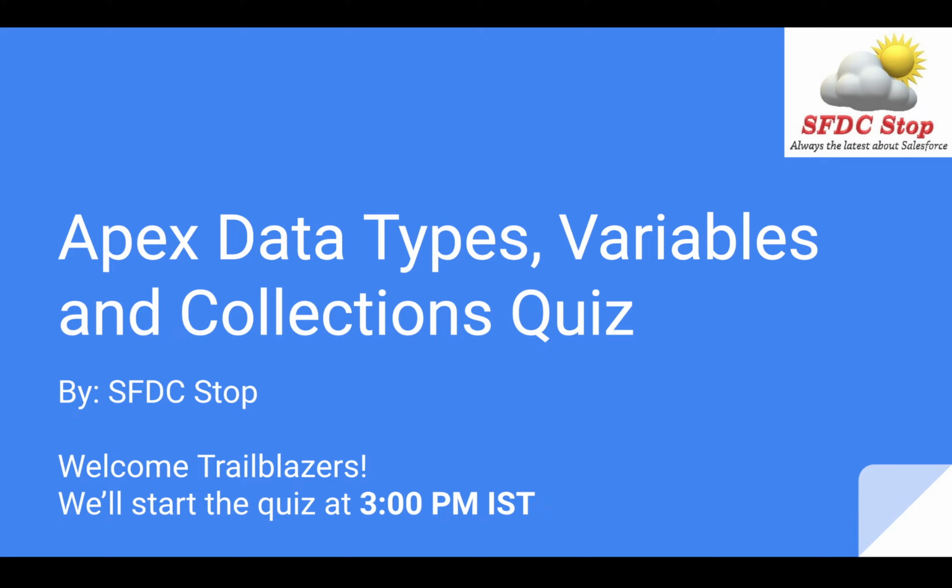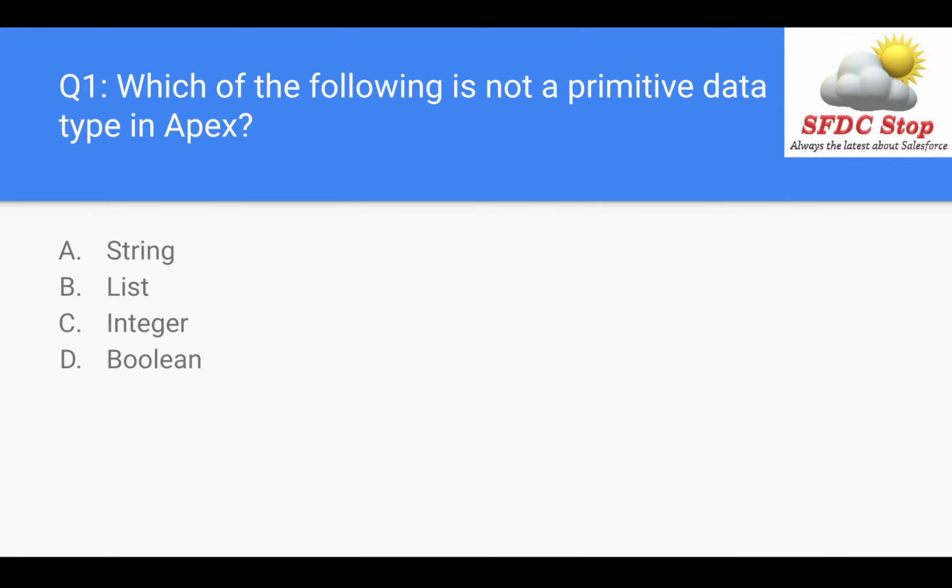Okay, so let's get started with the quiz. Which of the following is not a primitive data type in Apex? String, list, integer, or boolean? So we are getting the answer as list, and that's correct. The answer is list only. Moving on to the next question.